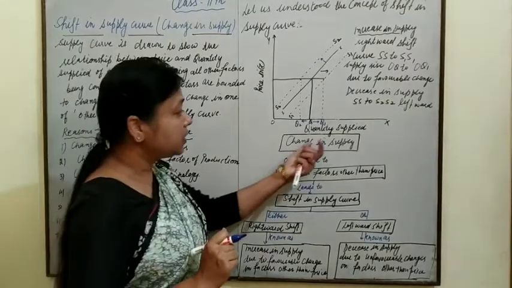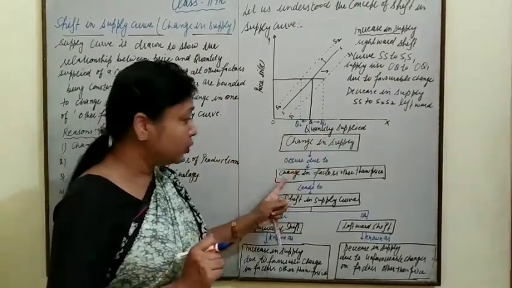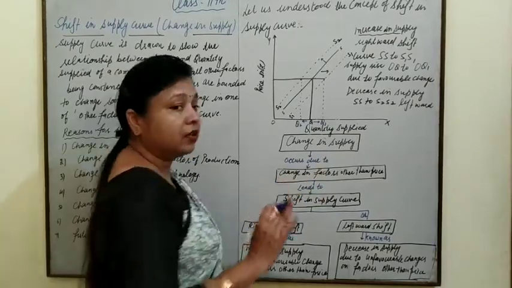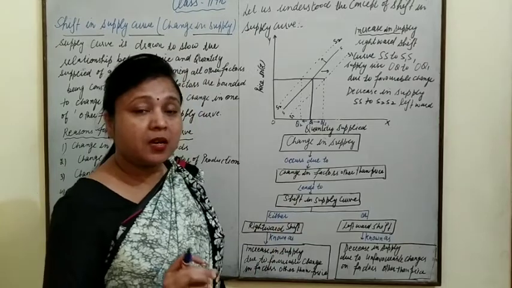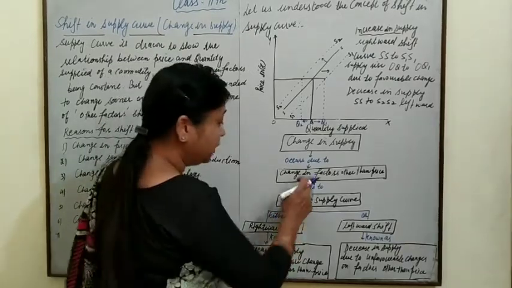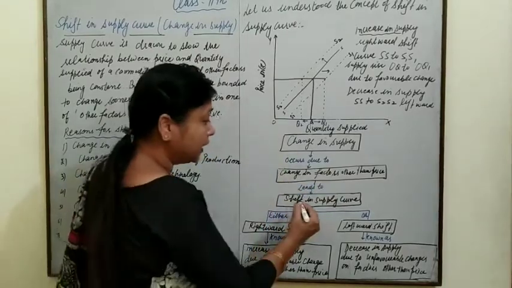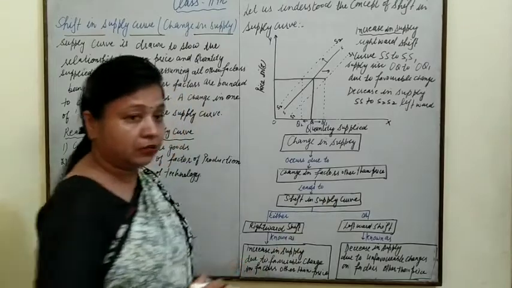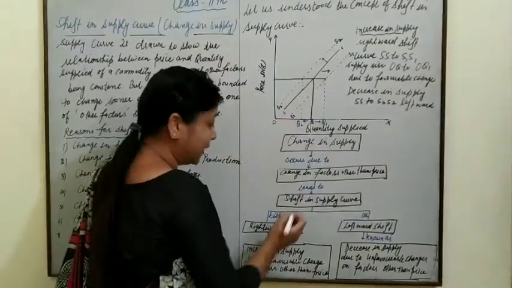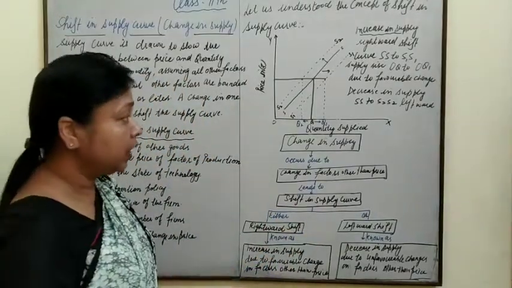So why does a change in supply occur? Because of change in the factors other than the price. Here the price doesn't change, the price remains constant, and other factors change. The effect of other factor changes is to shift the supply curve. It may shift the supply curve rightward or leftward.